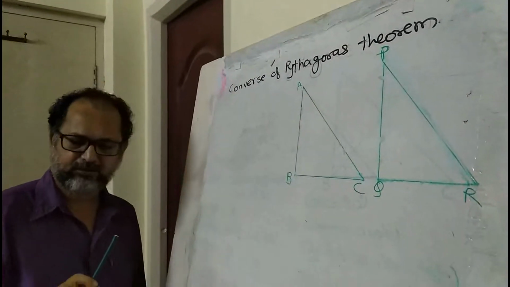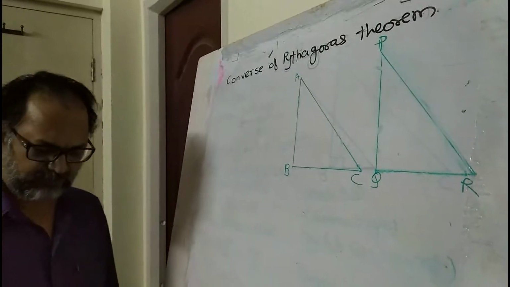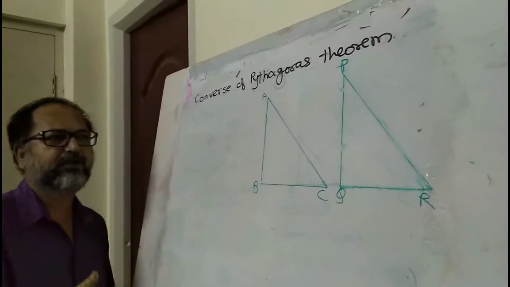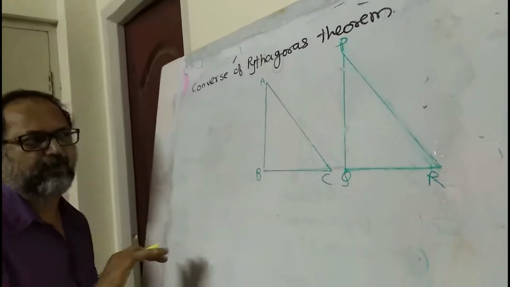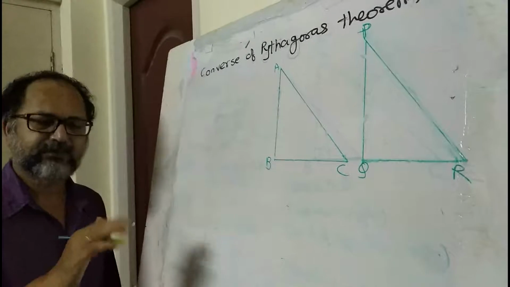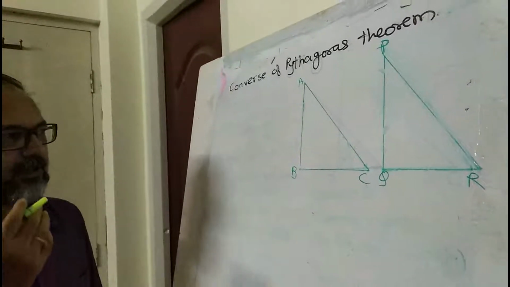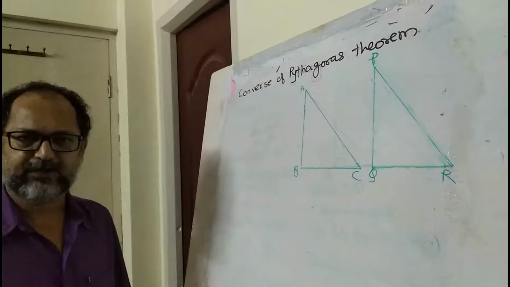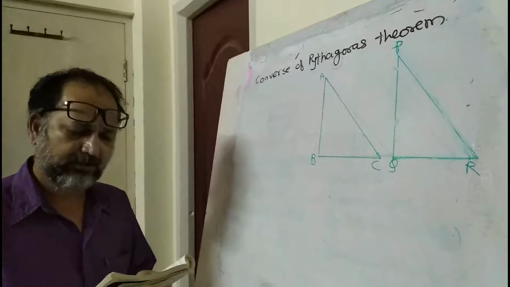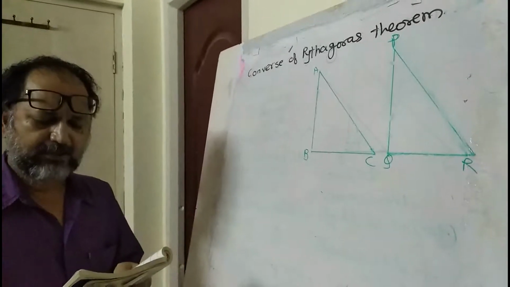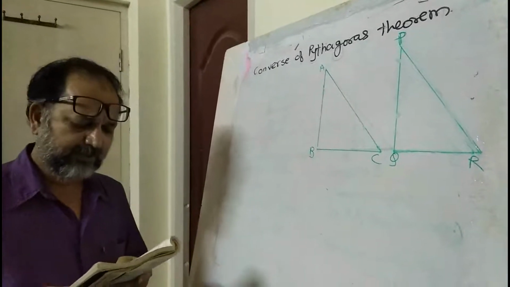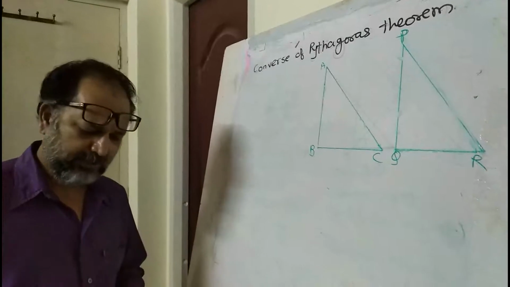The converse of the Pythagoras theorem goes in theorem 6.9. It is given here, stated. It will be the converse. It means if you are given a triangle having a property that square of one side is equal to the sum of the squares of the other two sides, then the angle opposite that first side must be a right angle. See, theorem 6.9 says, in a triangle, if square of one side is equal to the sum of the squares of the other two sides, then the angle opposite the first side is a right angle.